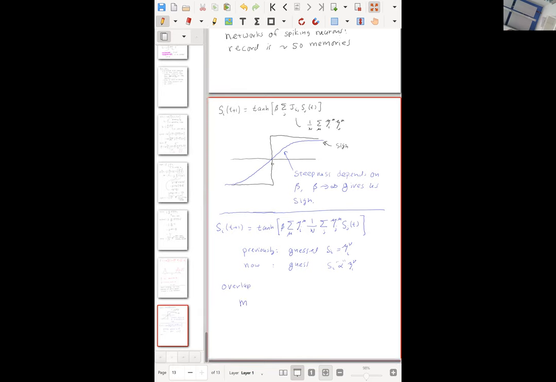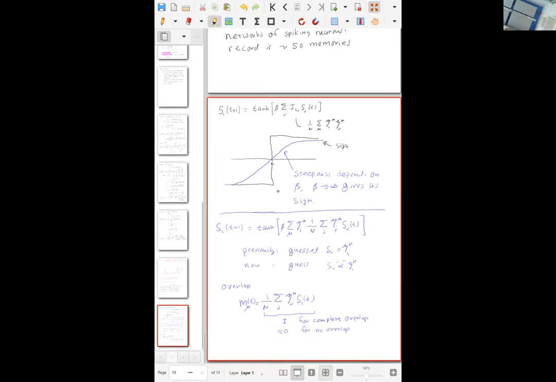So m mu is equal to 1 over n, the sum on j of eta j mu sj of t. So m mu is now a function of t. Okay. So if sj of t is close to eta j, this thing is one at most. So one for a complete overlap, and then it's approximately zero for no overlap. But of course, it's not quite zero.